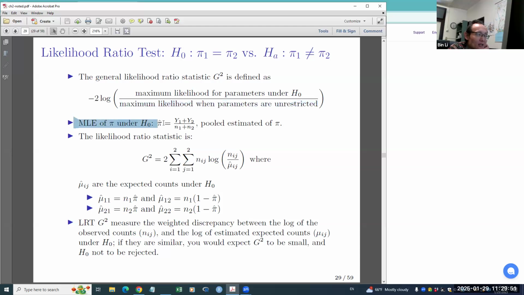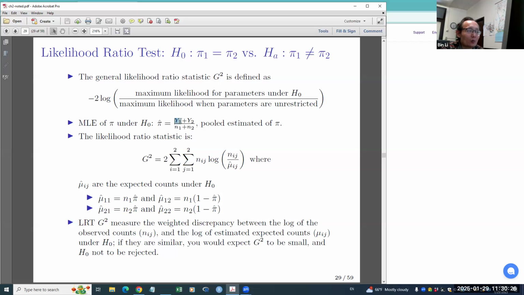So the MLE of pi under the null hypothesis is this one. That's the pooled estimate of pi. And you may ask, why is this one? Because what is the null hypothesis? The null hypothesis says the two pi's are the same. If these two pi's are the same, how do we estimate? Of course, we should pool the data.